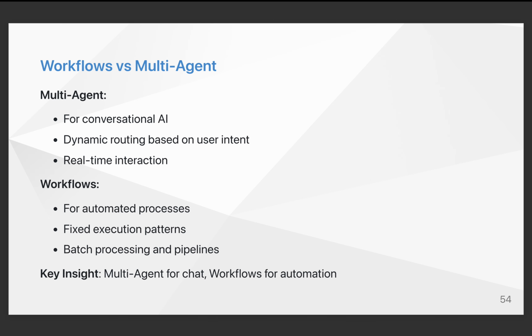Multi-agent systems are for conversational AI. They use dynamic routing based on user intent and handle real-time interaction. Think of customer support bots. Workflows are for automated processes. They follow fixed execution patterns and handle batch processing and pipelines. Think data processing or content generation. You should use multi-agent for chat and workflows for automation, as they solve different problems, and ADK-TS gives you the tools for both.